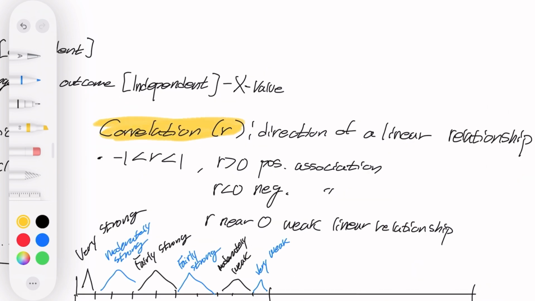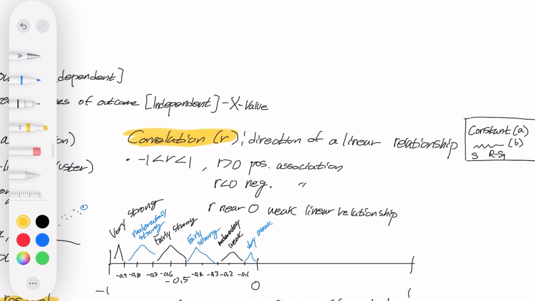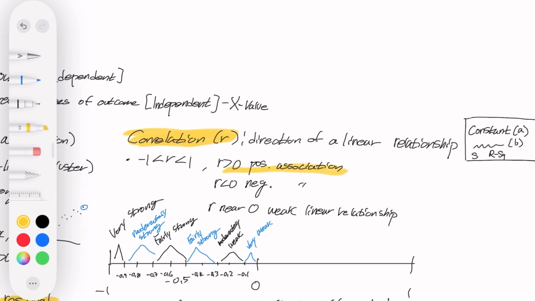Correlation is just the direction of a linear relationship. R is always a number between -1 and 1. If there's any number beyond or far from that, it is not a correlation. It indicates a linear relationship, and if R is bigger than 0, it's a positive association, and if it's smaller than 0, it's a negative association. If it's near 0, it's a weak linear relationship.